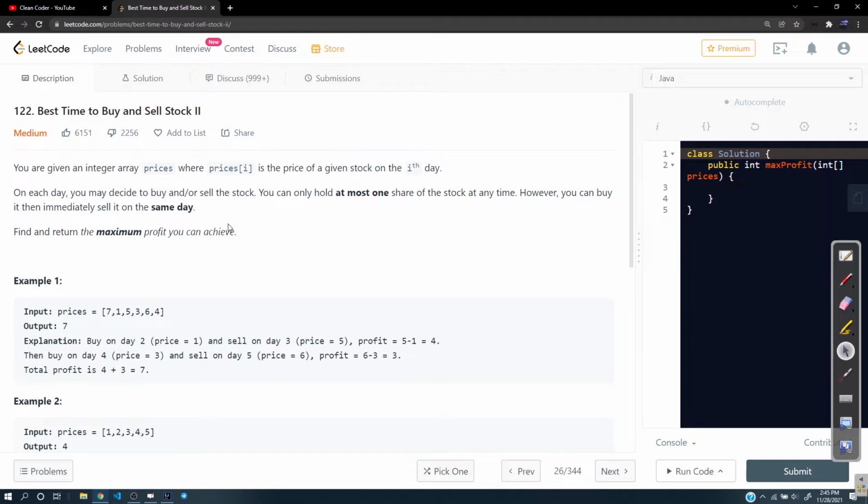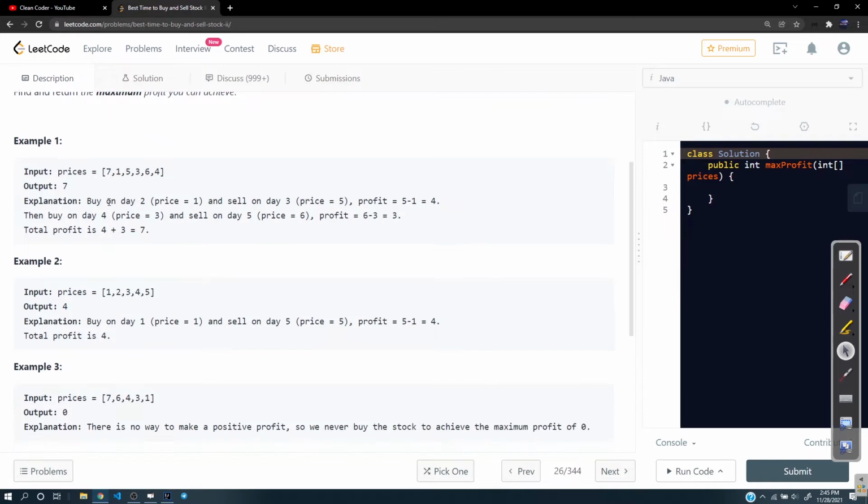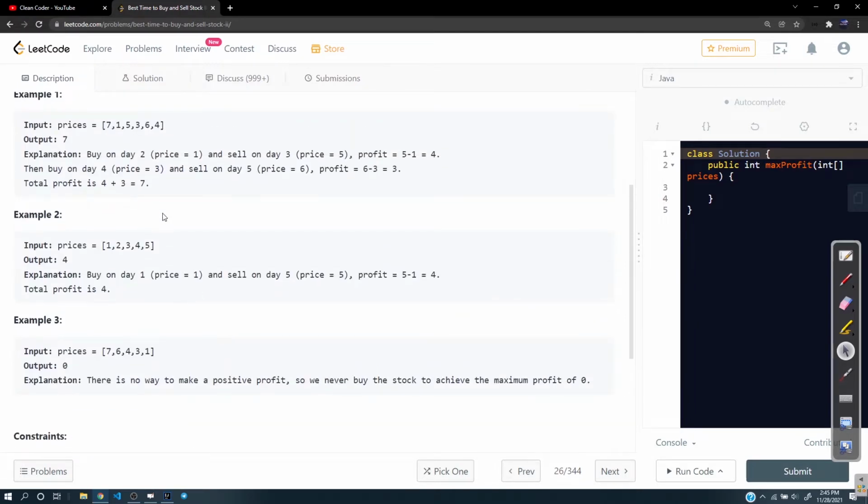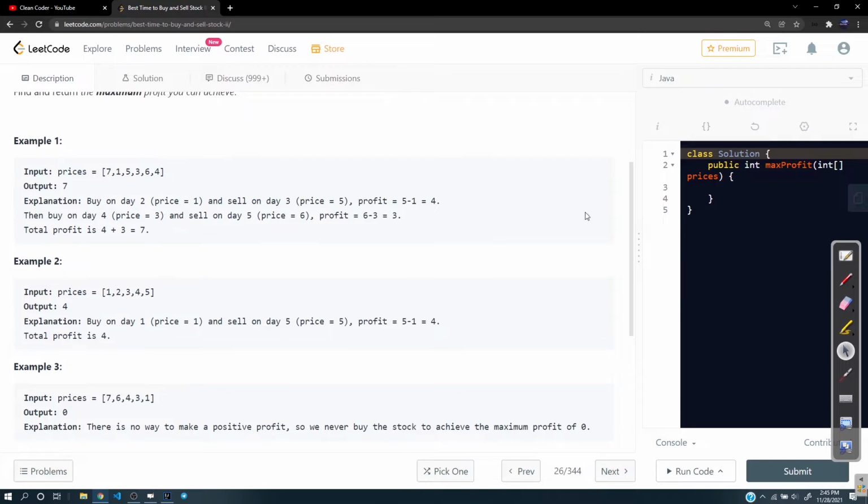Cool. So there are certain examples which are given to us. There is example 2, example 3, and there are constraints. The prices length is between 1 to 3 times 10 to the power 4. Cool. And prices[i] is between 0 to 10 to the power 4. Fine. These test cases, let's go through them over the whiteboard.